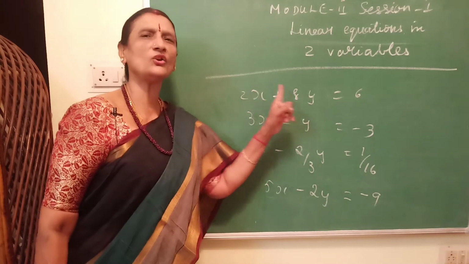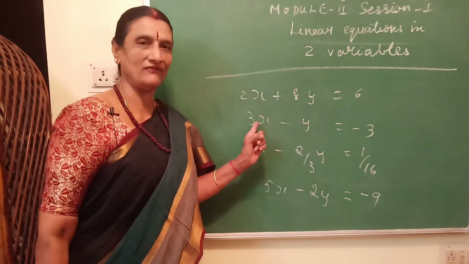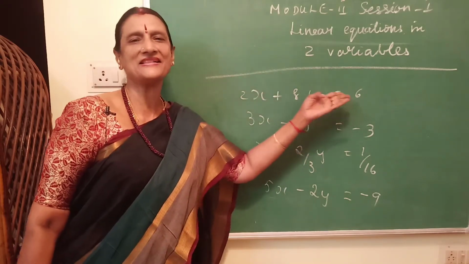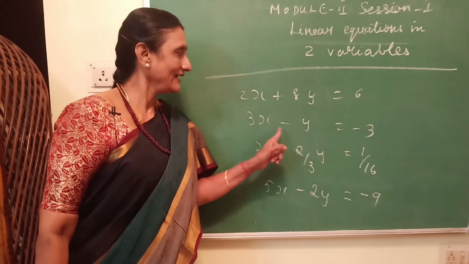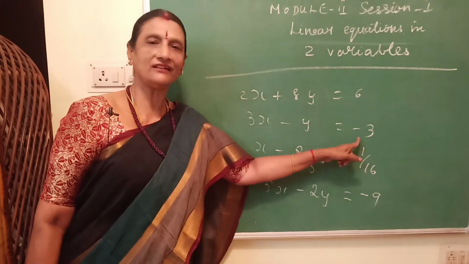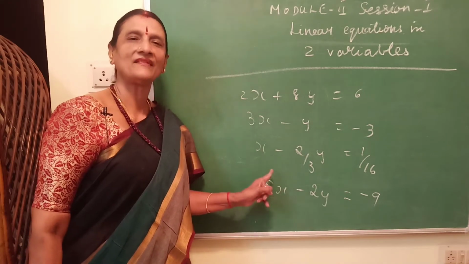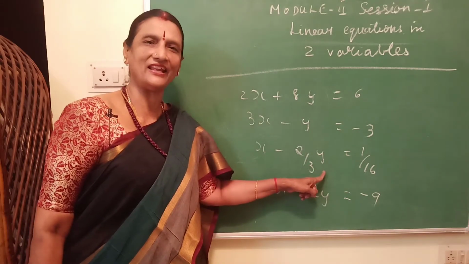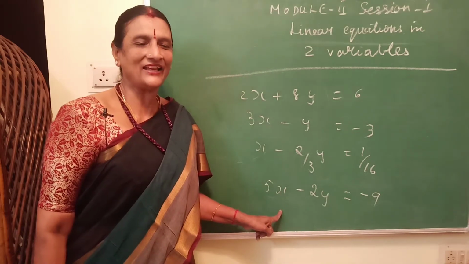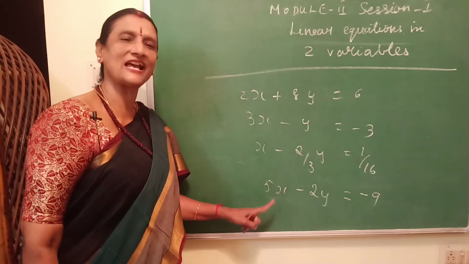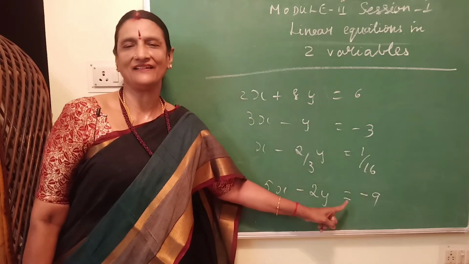Have you understood? So how do we interpret it? See, it establishes a connectivity between x and y, that 2 times of one variable, 8 times of another variable gives the sum as 6. Here in the second, can you interpret it? 3 times of one variable, from that we are subtracting 1 time of another variable to give the answer as minus 3. And then the third one, from one variable you subtract 2 by 3 times of another variable y to give the sum as 1 by 16. Yes, can you interpret the fourth one? Yes, I know you are ready with the answer. What you have thought is very correct. 5 times of one variable from which we are subtracting 2 times of another variable to give the difference as minus 9. Have you understood that?